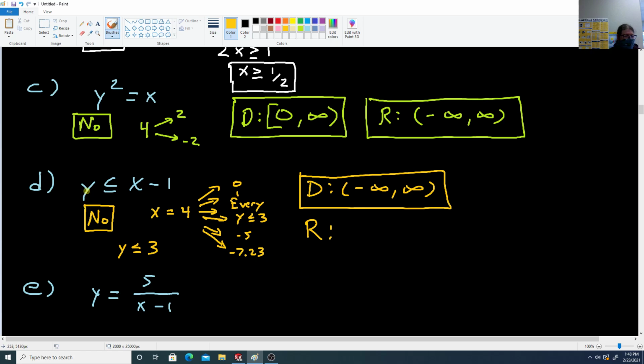For the range, any y value you're thinking of, there will always be some x value such that if you subtract 1 from it, it will make the inequality true. So the domain and range in this case are both all real numbers.